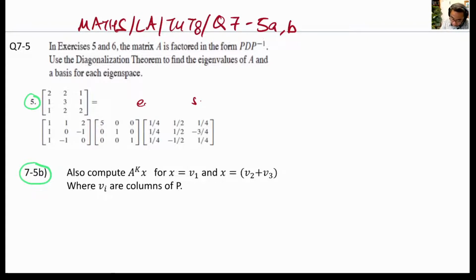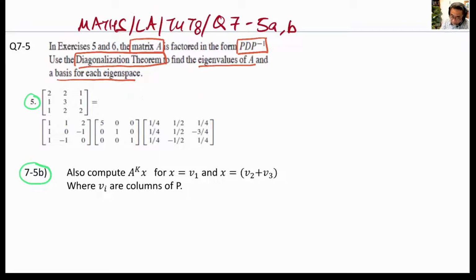In this question, we are given a matrix A, and this matrix has been factored into the form PDP minus 1. Basically, matrix A can be diagonalized into three matrices P, D, and P minus 1. Then we are asked to use the diagonalization theorem to identify the eigenvalues of A and the eigenspace, or the eigenbasis, for this matrix.